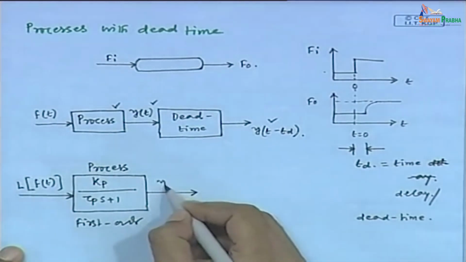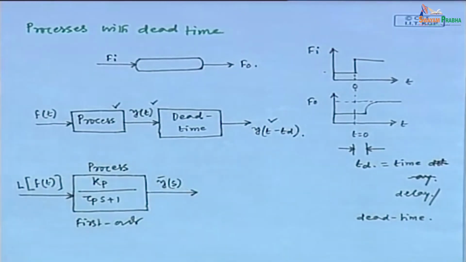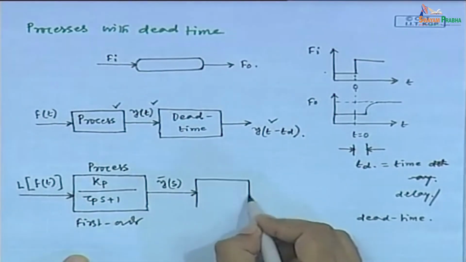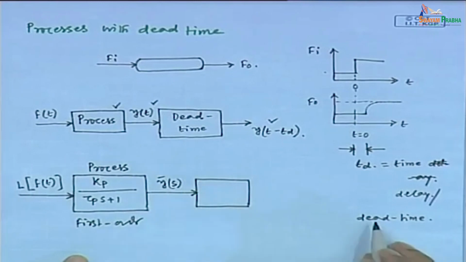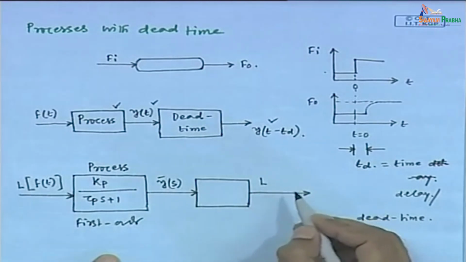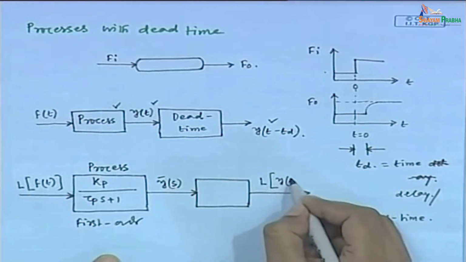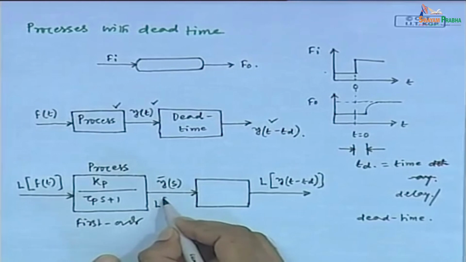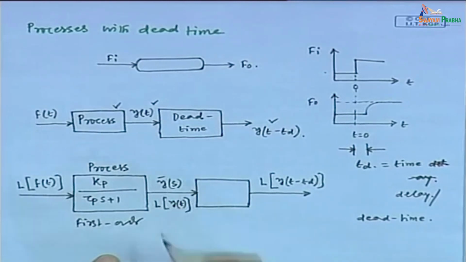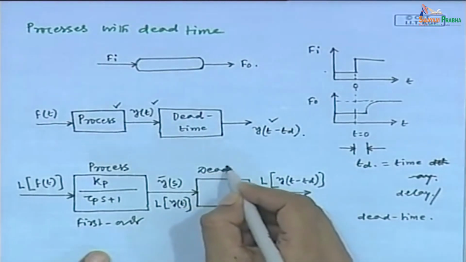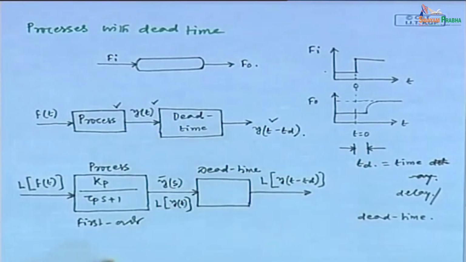Output of this process we can represent by y bar s, and this is the dead time block. Output we can write as Laplace transform of y(t minus Td). This is basically the Laplace transform of y(t), fine, and this block represents the dead time in Laplace domain.